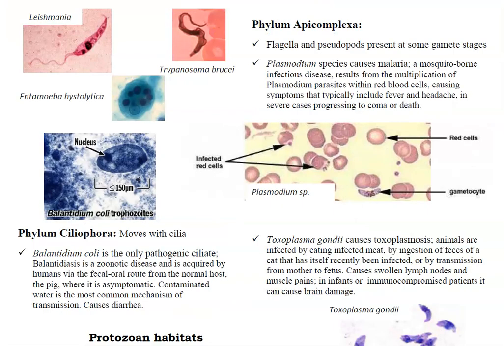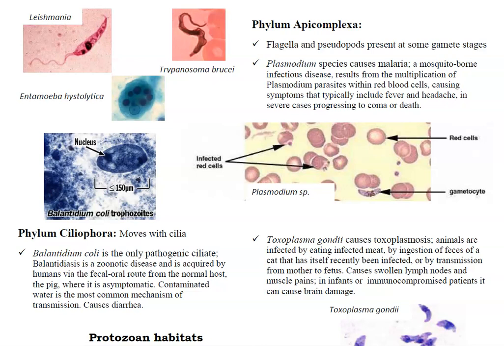Our next phylum is Apicomplexa. They use flagella and pseudopods at some point in their life stages. Plasmodium species causes malaria, a mosquito-borne infectious disease that results from the multiplication of the Plasmodium parasites within the red blood cells. It causes symptoms that typically include fever and headache, and in severe cases, it can progress to coma or death.